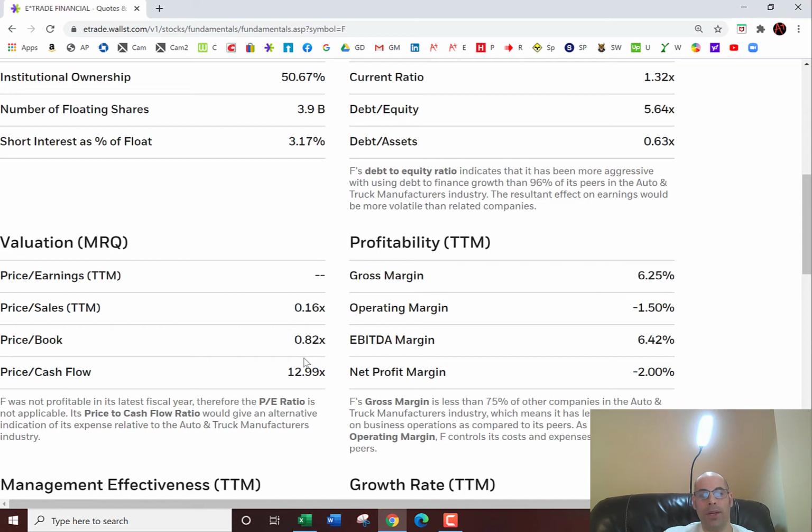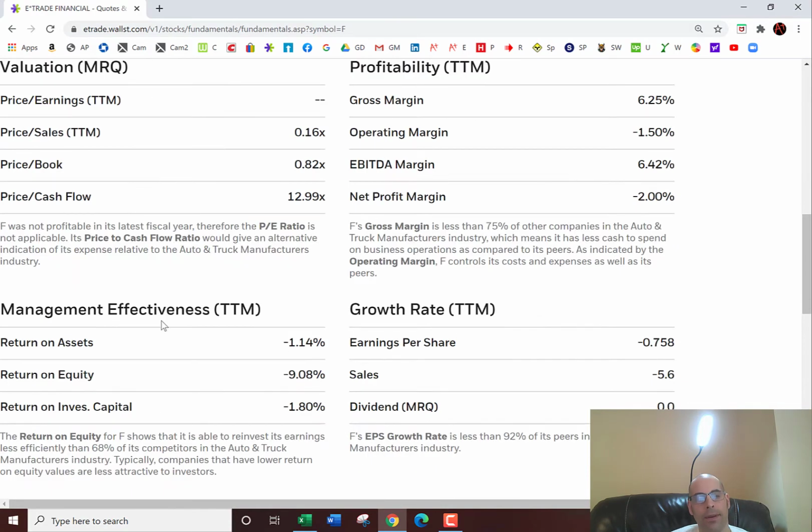So you want to look at the balance sheet. Maybe their assets are crap. That's why they have a really low book value. But it's mainly because their price of stock has come down so much. Price to cash flow, that's price of stock over cash flow per share. That's 13 times. They have a negative return on assets because they have negative income.